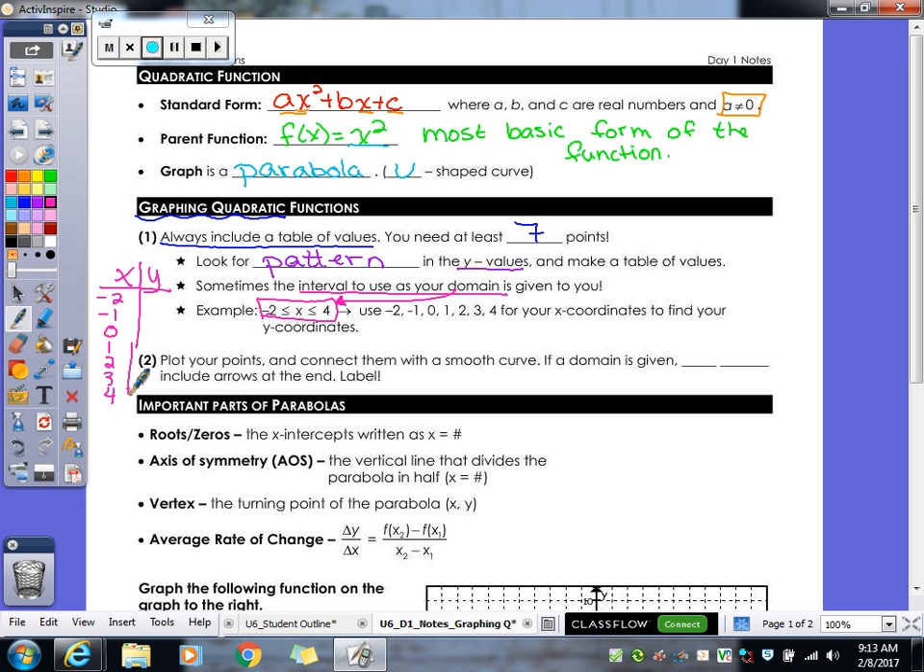The other thing is if they give you your domain, you do not put any arrows on your graph. So right here, if domain is given, do not include arrows at the end. Because what they're saying is they only want to look at that graph between those 2 points. They only want to look at it from -2 to 4. They don't want any other part of the graph. So that's why we don't put arrows on it, because we're only looking at that little part of it.